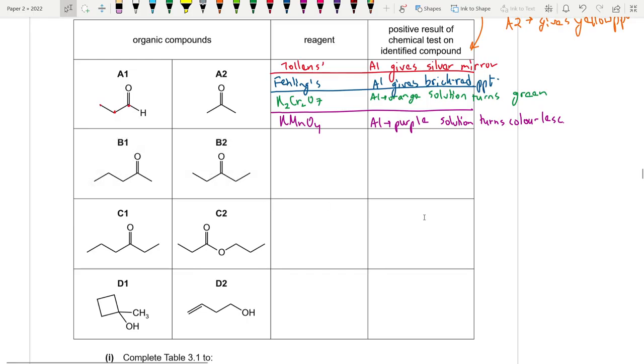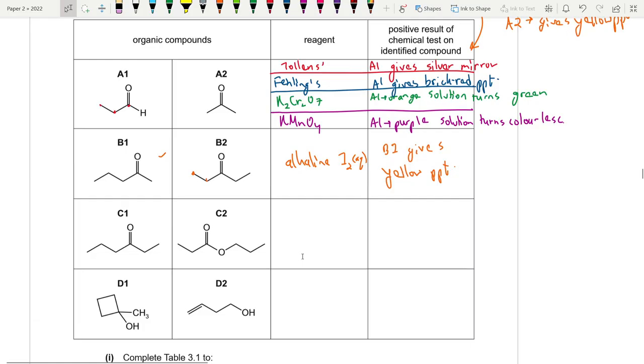This is basically a ketone. It's a methyl ketone, and this is a pentan-3-one. It's not a methyl ketone, it's an ethyl ketone. So we have to use alkaline iodine aqueous. So this gives a positive result. B1 gives a yellow ppt, right? Yellow precipitate, CHI3, triiodomethane.